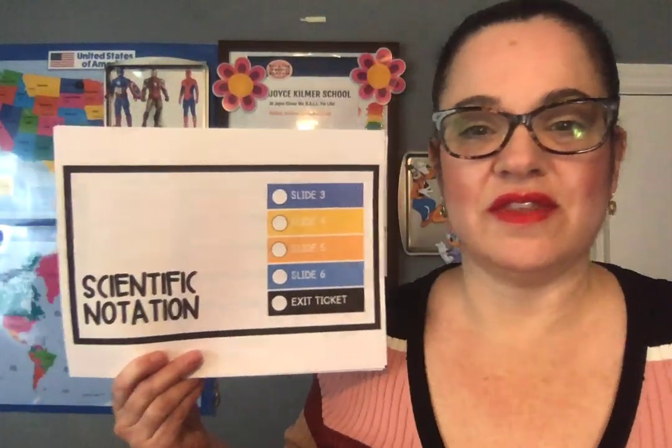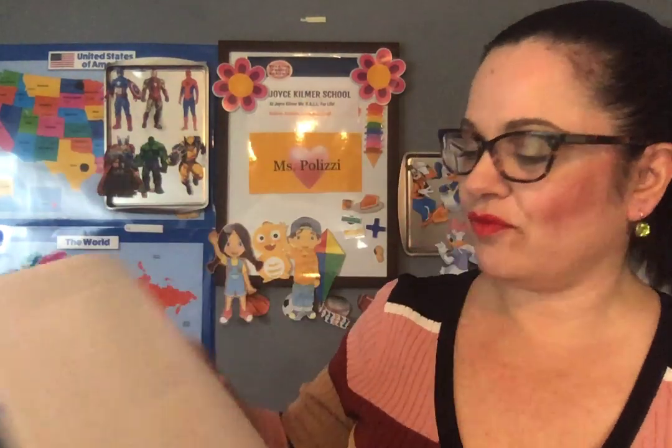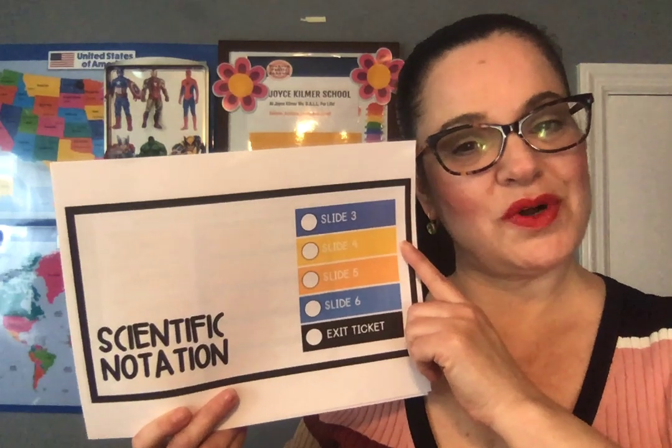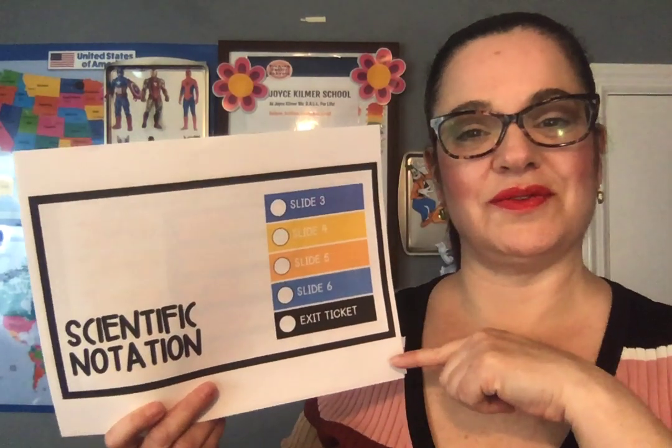So we've been working with exponents and properties of exponents. So today we're going to look at scientific notation, and this is just a way of writing very large numbers and very small numbers using scientific notation. Okay, so let's look at that.